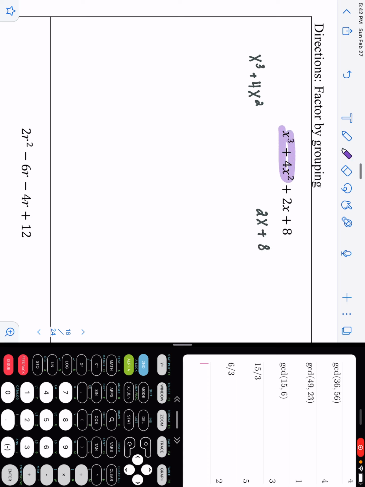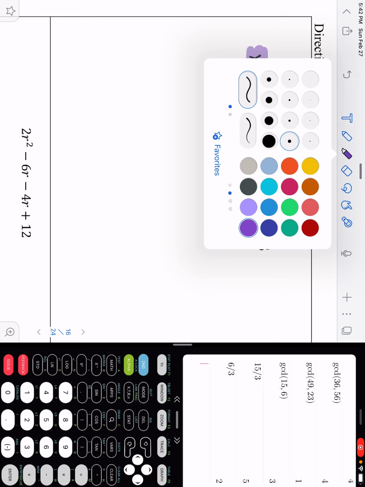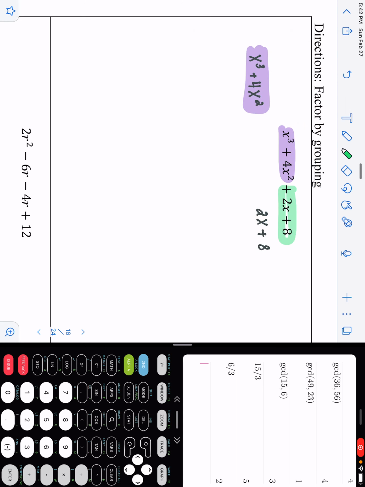I'm not doing anything special. I'm just separating them. There's 4 terms. I'm separating them into 2 terms and 2 terms. I should have put a plus there. Okay, that's going to be important.